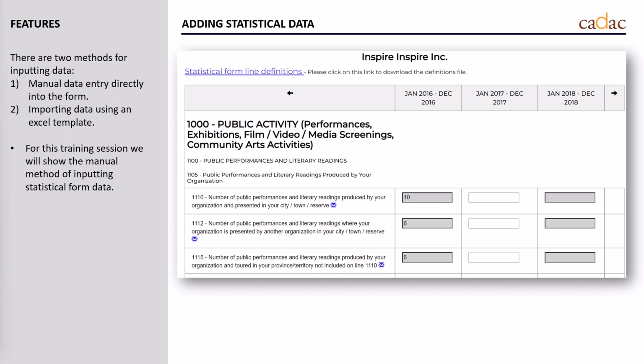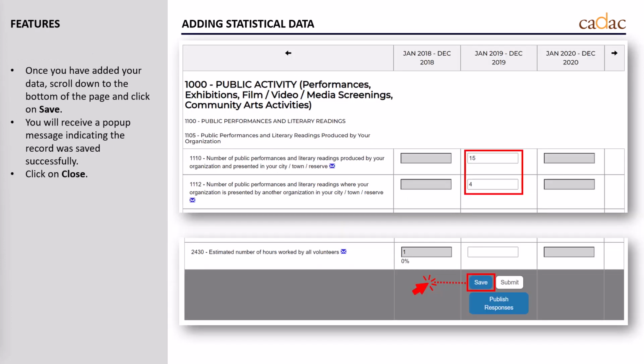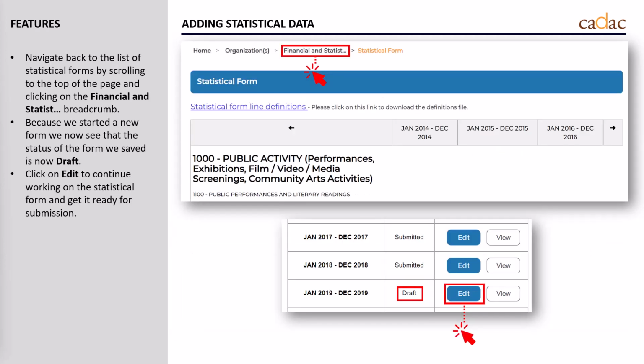And the same thing, there are 2 methods to enter data. What I'm showing again in this session is how to enter manually directly into the form on the website, but you can also import data using the Excel template. So once you are done adding your statistical data, the first thing you would do is click on Save, and then you will receive a pop-up message that indicates the record was saved successfully. Once this is done, you are able to click on Close.